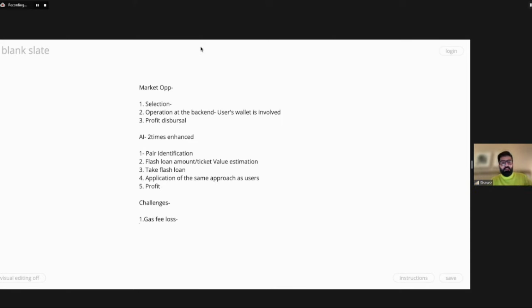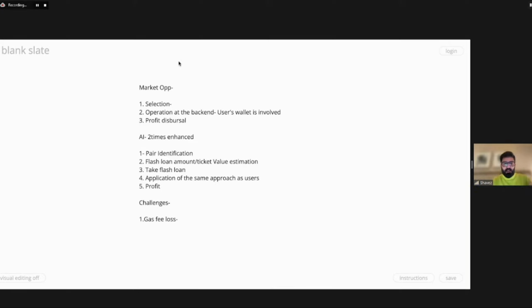Second thing, the determination of the flash loan amount value. Let's say earlier you had to determine whether you want to trade for $100, $500, $5,000, $1,000, $10, $50, whatever the ticket size. You as a user had to think, determine, select, hit and trial method. But with the MVP version, you don't even have to determine the ticket size. The moment you click on the opportunity, AI will determine it for you.